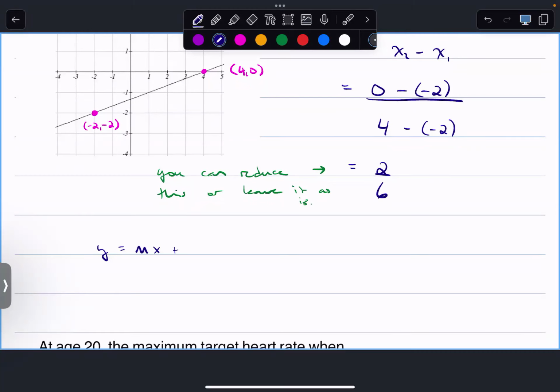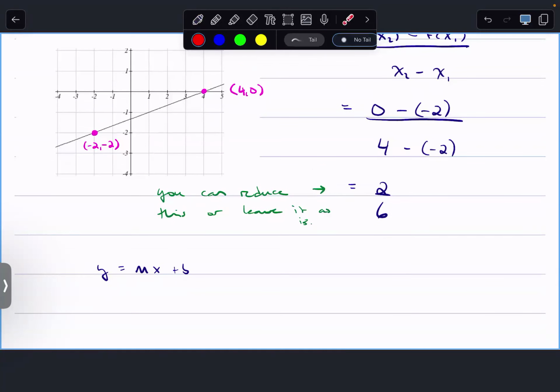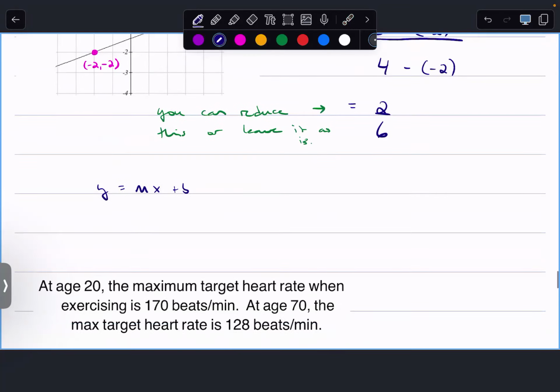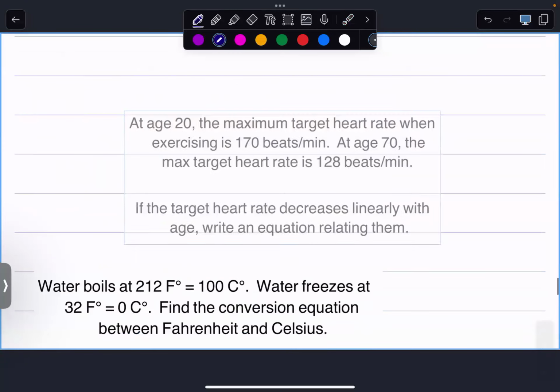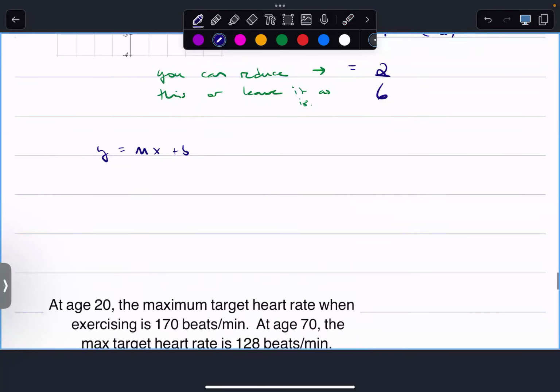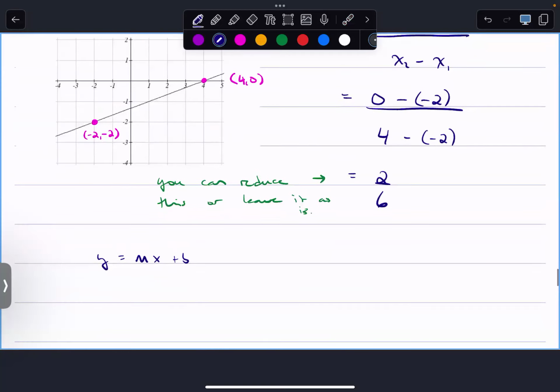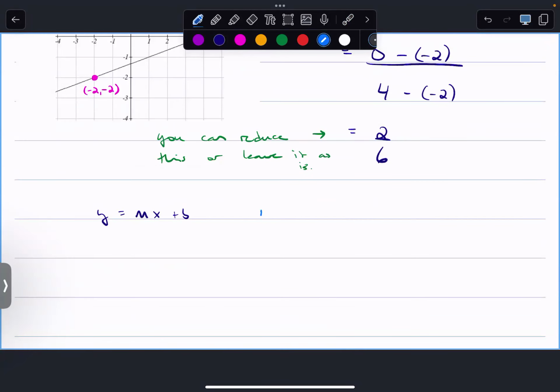Y equals mx plus b, right? Step 2, I want to find that y-intercept. And I have 2 points. And I think dealing with the negatives is kind of annoying. So I'm going to use 4, 0. I always avoid the negatives if I can, but give myself a little bit more room here. Using 4, 0, y is 0.